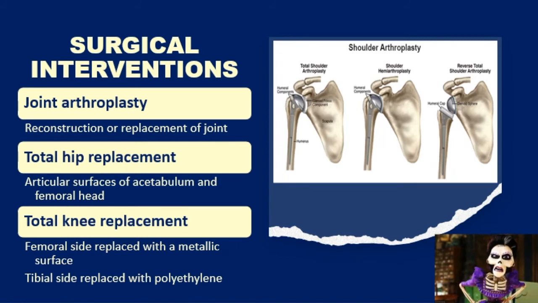Of course, if the knee is the one that is damaged, a total knee replacement is also done. So the femoral side is replaced with a metallic surface, and the tibial side is replaced with polyethylene. So again, class, take note that the femoral side is replaced with a metallic surface, whereas the tibial side is replaced with polyethylene. These substances, class, and their combination and placement would aid in the mobility of your patient. So take note of that.